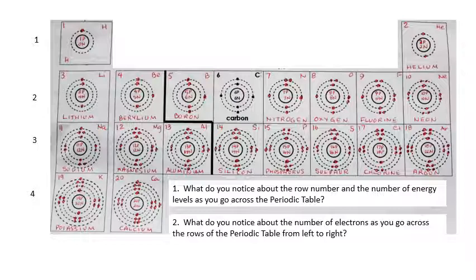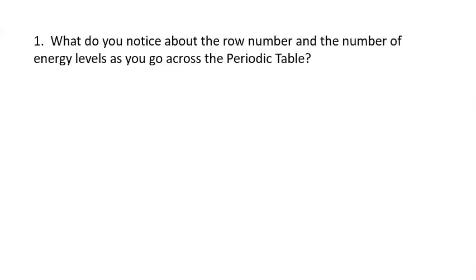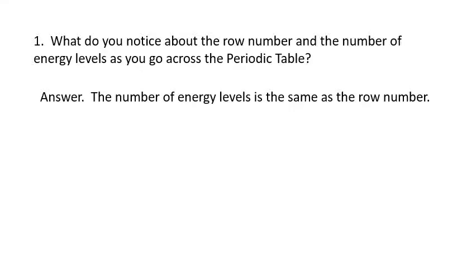So let's look at the answers to these questions. So first question, what do you notice about the row number and the number of energy levels as you go across? Well, the number of energy levels is the same as the row number. So from left to right across that periodic table, if you are in row 3, you're going to have 3 energy levels across every element in that row.